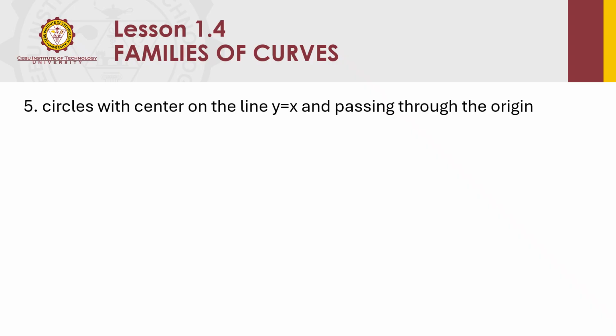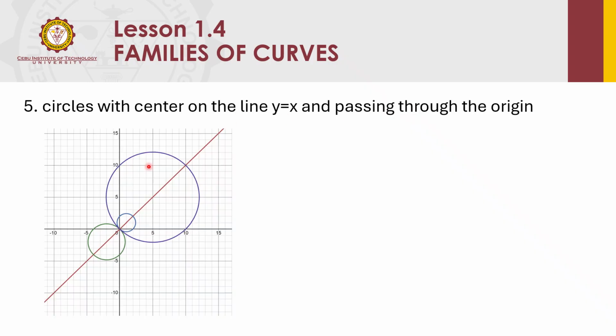So now we have circles with center on the line y equals x and passing through the origin. So here are some examples. So we have this line y equals x. The center of the circle should be on this line. So for these 3 examples, the centers are on the line and all circles must pass through the origin.